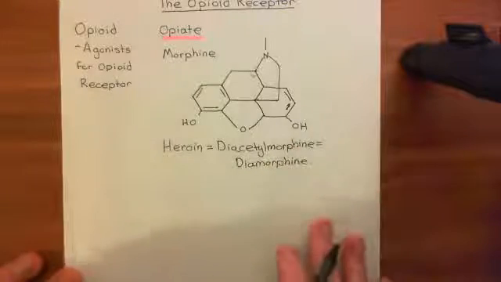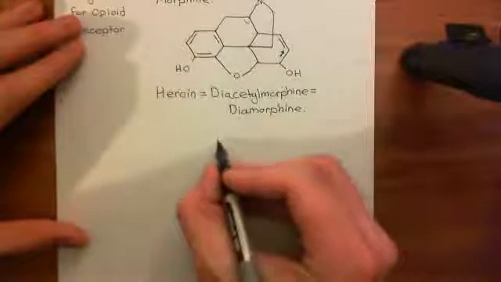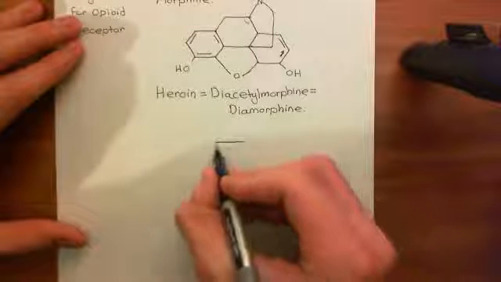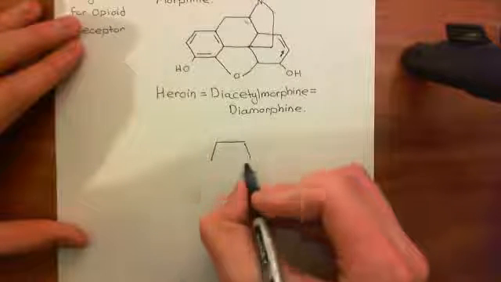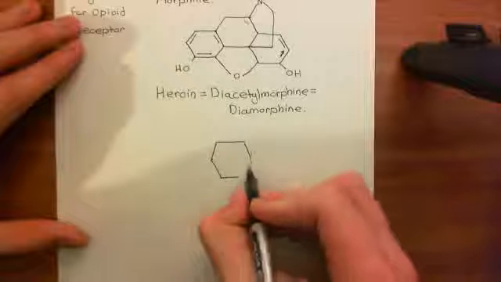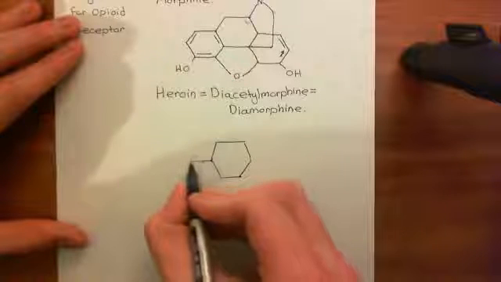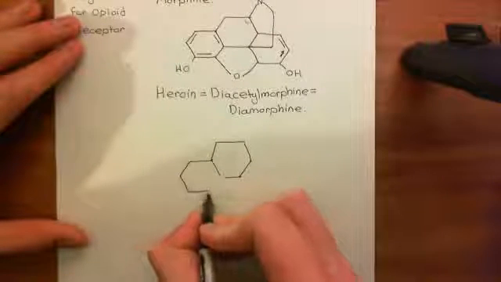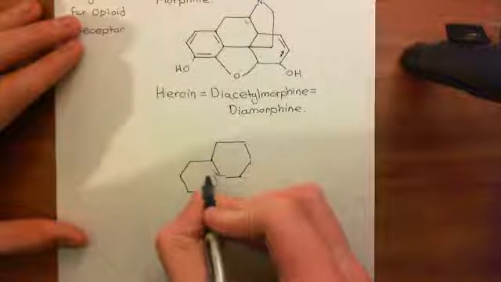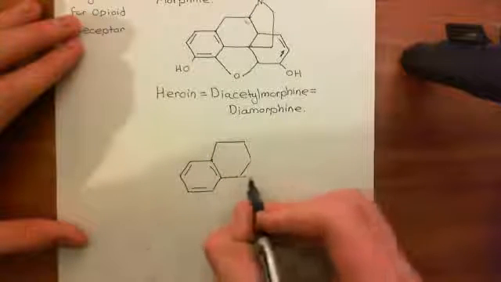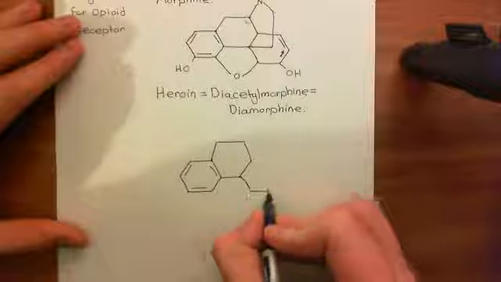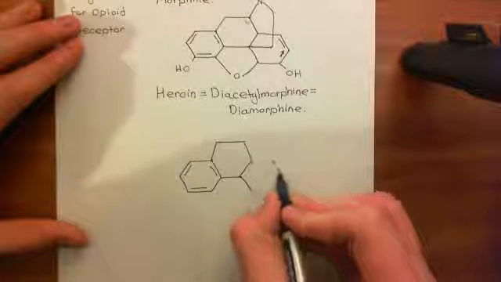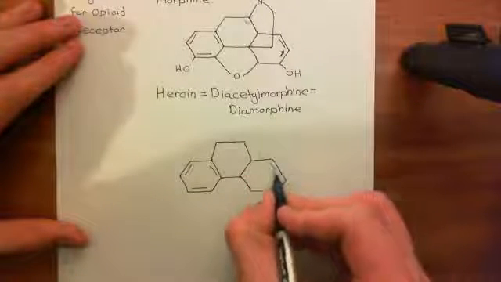So basically, if we want to redraw this structure as heroin, let's just revise our structure of morphine then. We'll start with this 6-membered carbon ring in the center. Then we've got this benzene ring coming off the side here, with a double bond there, double bond there, double bond there. We've got another 6-membered ring over here, like so, with a double bond there.